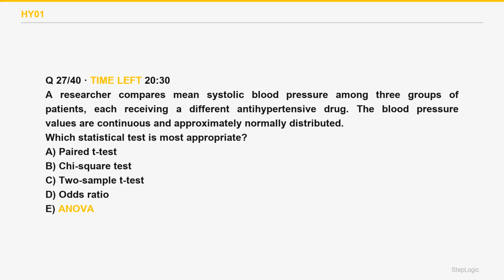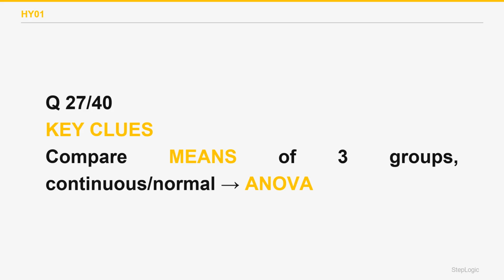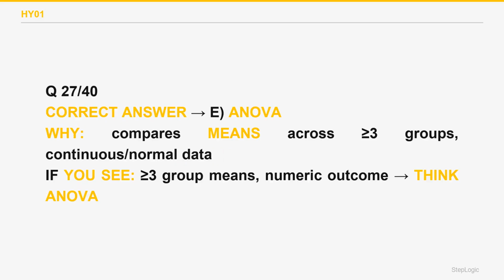Comparing means of more than 2 groups points to ANOVA. Analysis of variance, ANOVA, compares the means of 3 or more groups when the outcome is continuous and approximately normal. Because there are 3 drug groups and the variable is numeric blood pressure, ANOVA is the correct choice. A t-test can only compare 2 means, and using multiple t-tests would inflate the false positive rate. The correct answer is E.